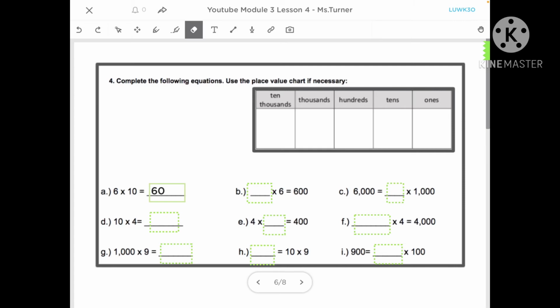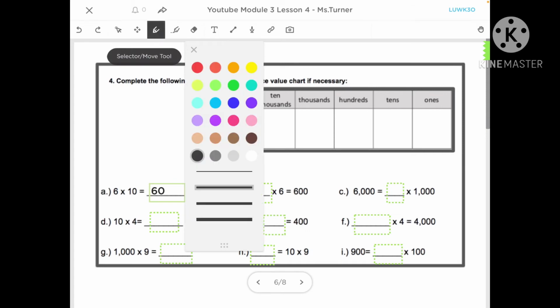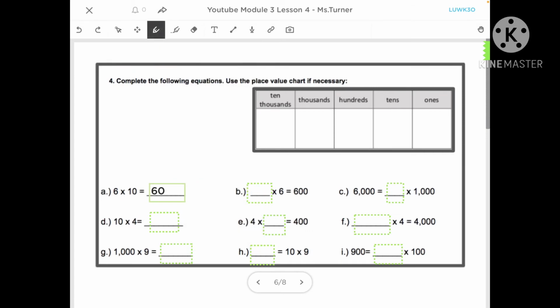Part B is blank times 6 equals 600. So, I know that in this problem, I'm ending here at the 600s. 3, 4, 5, 6. But in order to get all the way to the hundreds, I'm multiplying 6 times something. What would I be multiplying 6 ones by in order to get all the way to 600s? What do you think?